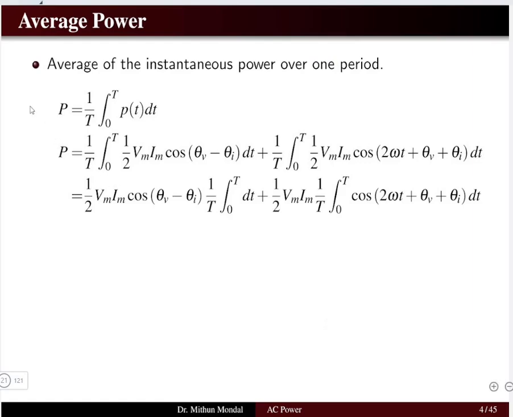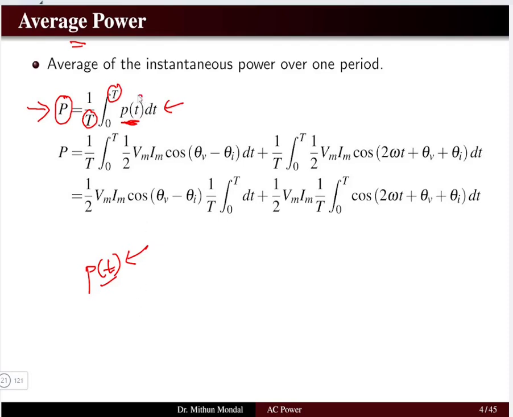Now let us see by mathematical derivation what is happening. So for the power, remember, when we have a function of time, we write small p in brackets t. This is known as instantaneous power. If we have the capital P, it is known as the average power. So it is a notation. Now average power is basically the average of the instantaneous power. So here you see there is instantaneous power p(t), and we are taking the average over one time period, so 1 by T, and integrating from 0 to T dt.